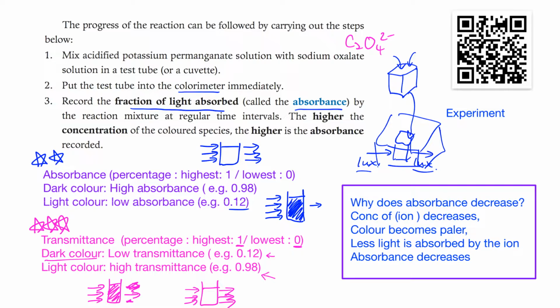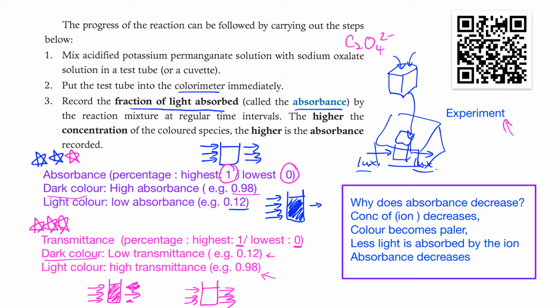In the DSE level, right now we normally use absorbance instead of transmittance. So remember the value will range from 1 to 0. The dark color one will absorb most of the light, so therefore it will have a high value. You can check the experiments on how we are going to carry out these monitoring experiments, to monitor the change in color intensity.